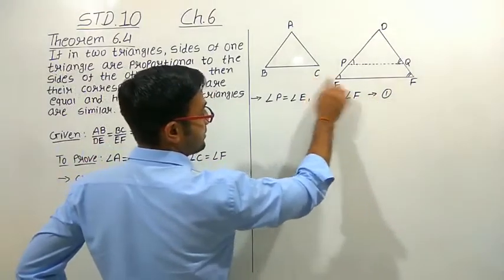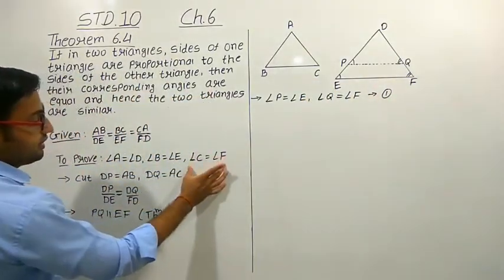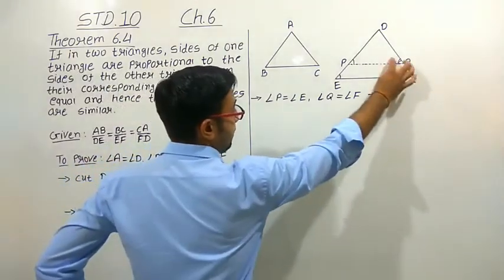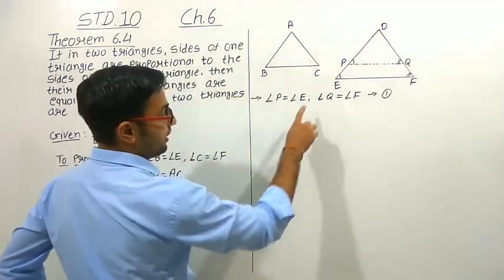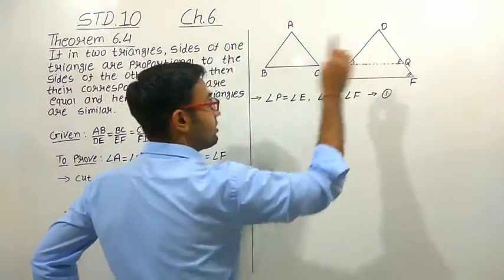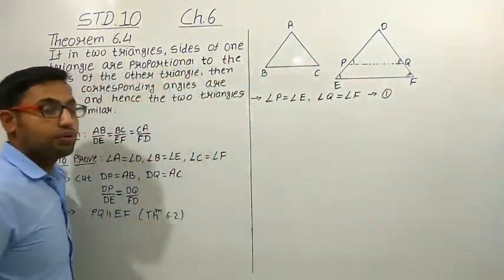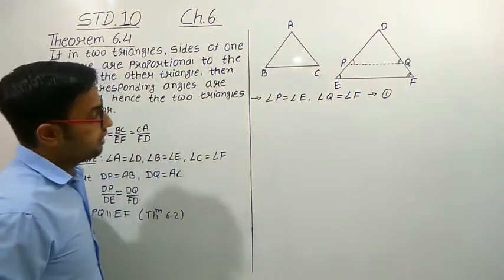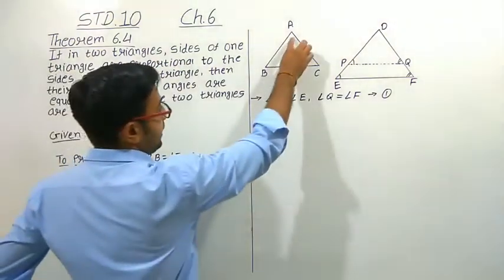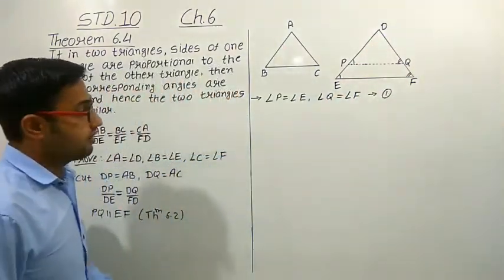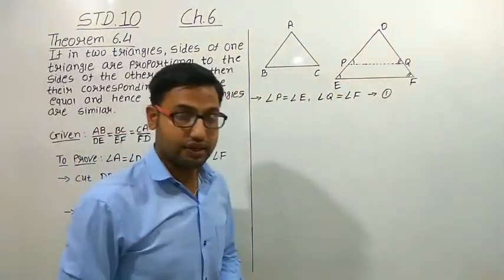This will also happen here. We have to prove that C and F are equal. See, we have to prove C and F are also equal, but here we get Q and F are equal. So if anyhow we can prove that C and Q are equal, then we can prove that C and F are also equal. Okay, to prove that we have to make ABC triangle and DPQ triangle.